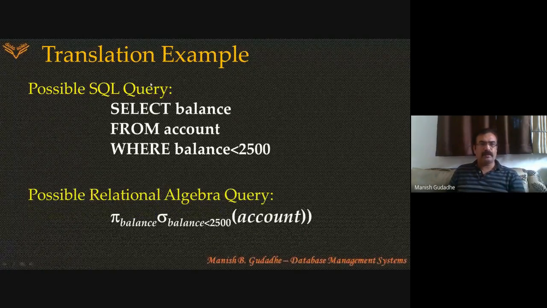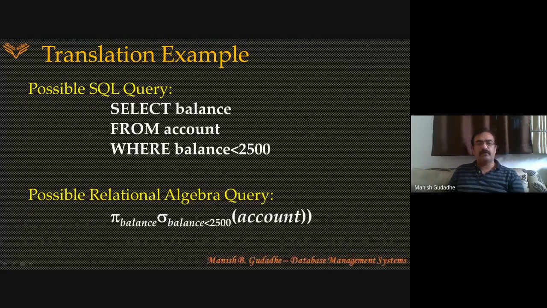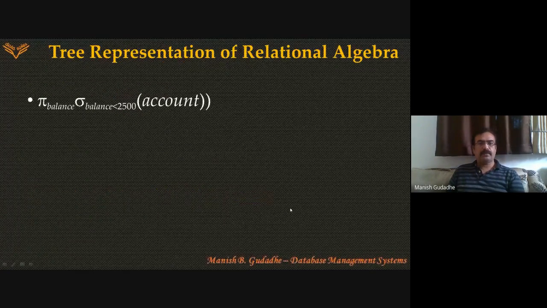Okay, just to remind, select will be your project symbol, your where will be your sigma symbol, and from will be the list of relations in the brackets. Okay.